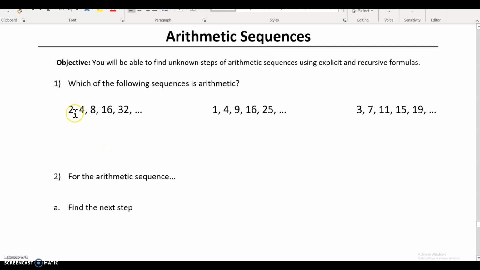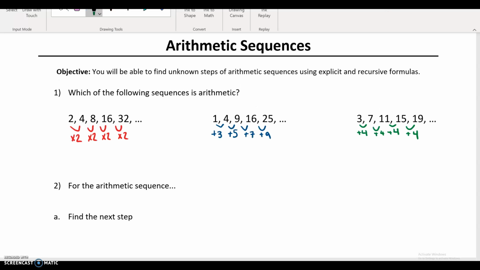In order to decide that, I want you to just take a moment and look at each of the sequences and in your head come up with what is the pattern? How are we growing from one step to the next step in each one? Take a moment, I'll come back. Okay, here are the patterns I came up with for each sequence.